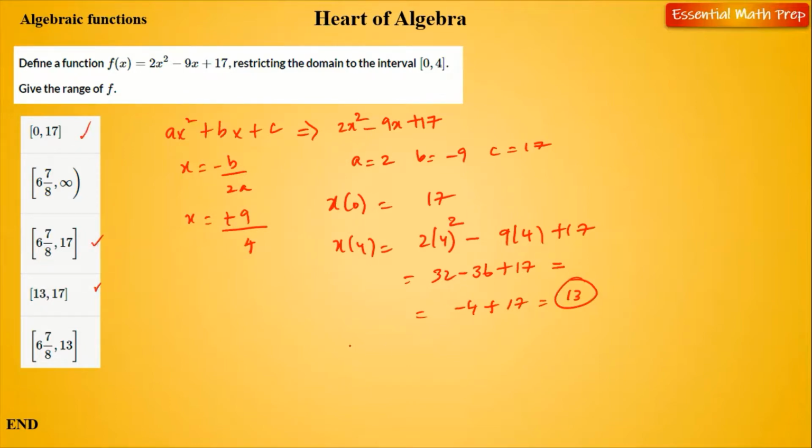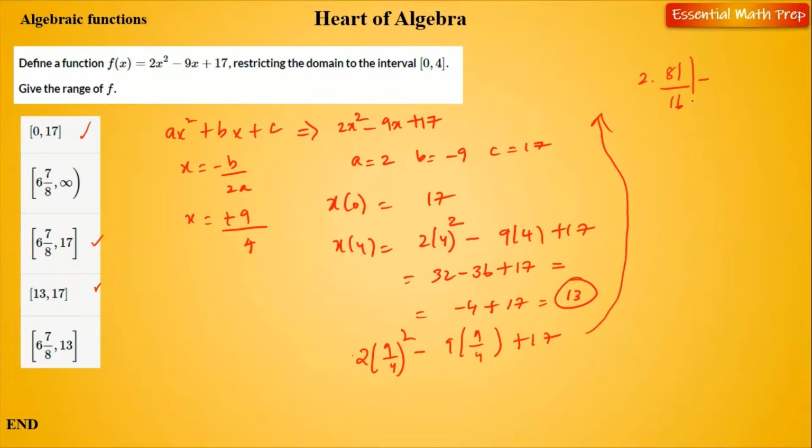Okay, once we substitute our 9 over 4, then we know which one is our minimum value. So it's 2 times 9 over 4 squared minus 9 times 9 over 4 plus 17. So I'm going to do the math here. That will be 2 times 81 over 16 minus 81 over 4 plus 17. This translates to 81 over 8 minus 81 over 4 plus 17.